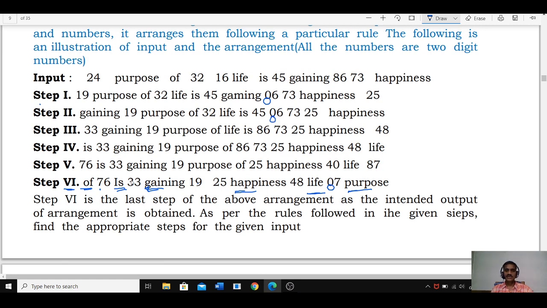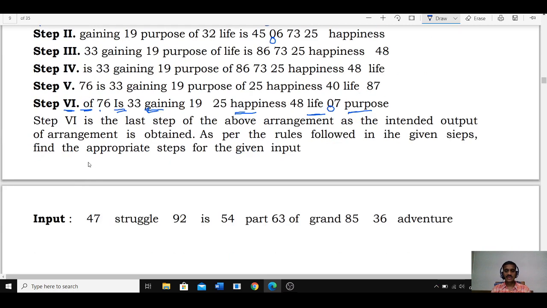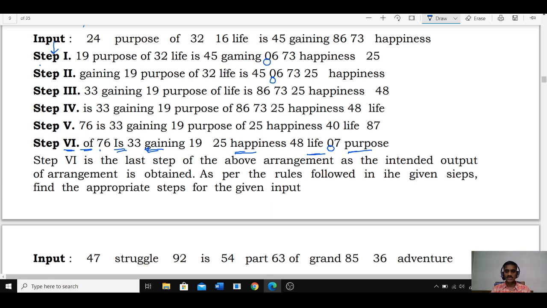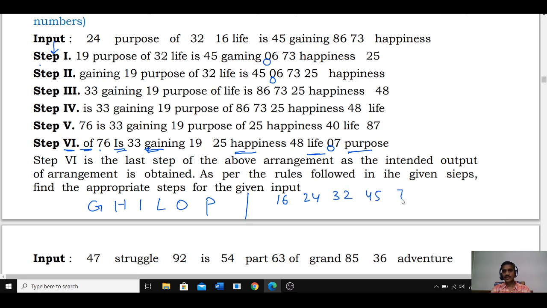Okay. Now the logic is not that much clear here. Andike manaki input and step ani ila check cheskondi. Now in this one, tell me what are the words we have. Words manaki emi unnayi cheppandi. Words in the ascending order manam raskunte, what are the words in the ascending order here? G, H, I, L, O, P. 6 words. Numbers in the ascending order rayandi. What are the numbers in the ascending order? 16, 24, then 32, 45, 73 and 86. 6 words and 6 numbers.